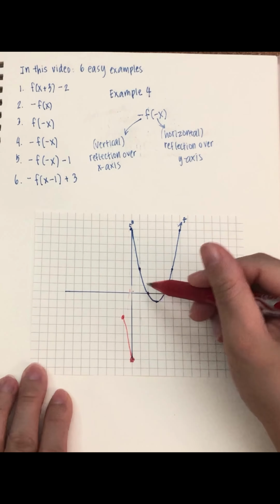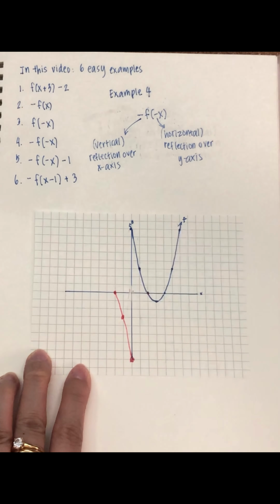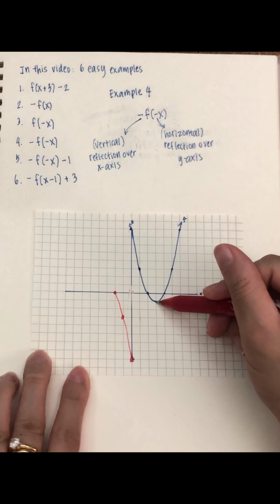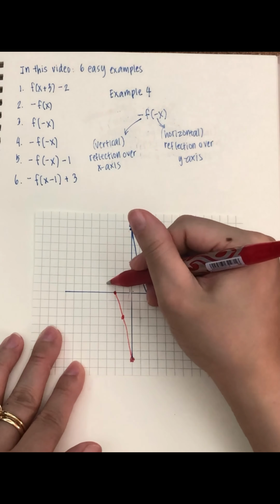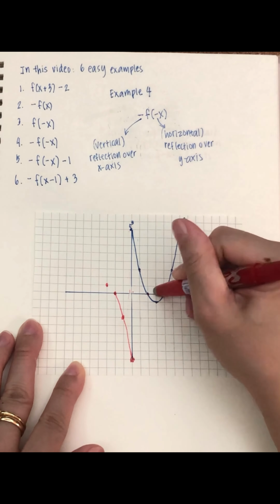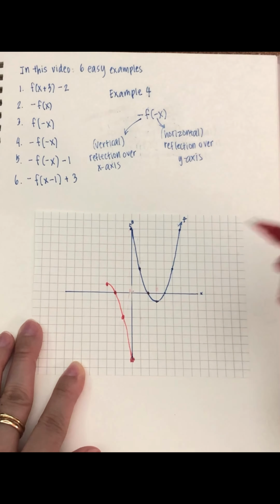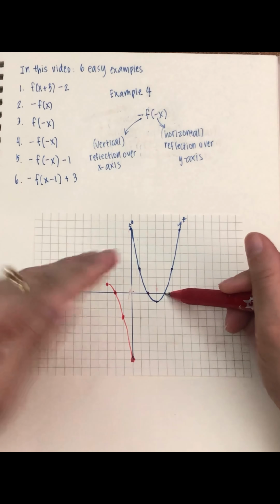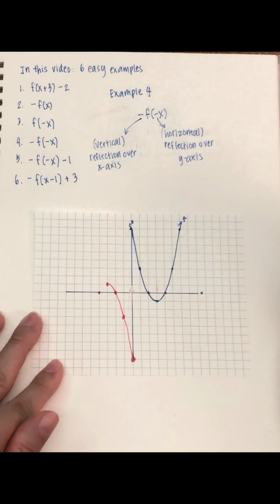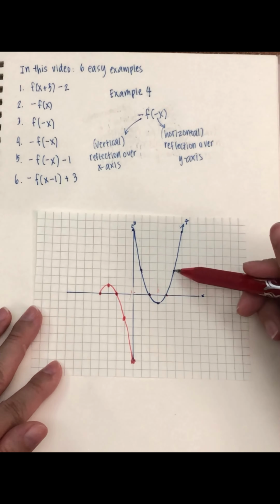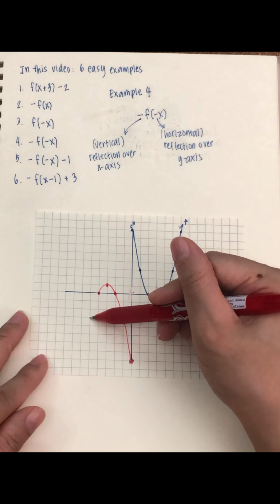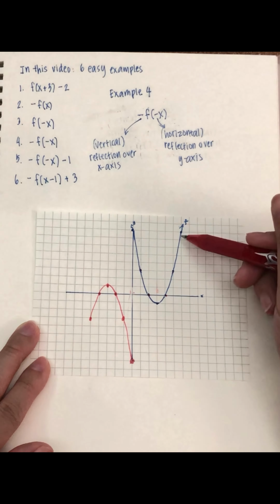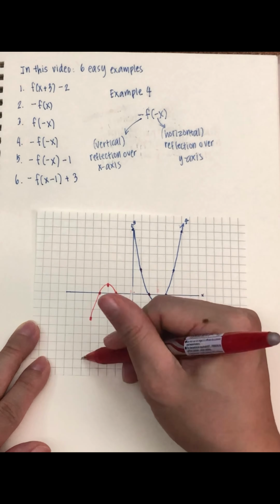Get it? This point reflects up and then reflects left. This point stays and then reflects here. This point reflects down and then reflects here. And finally this point reflects down and there.